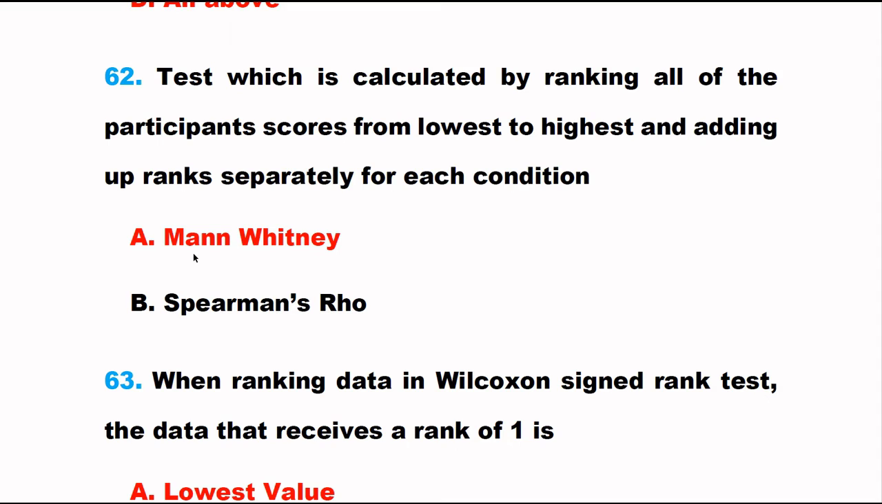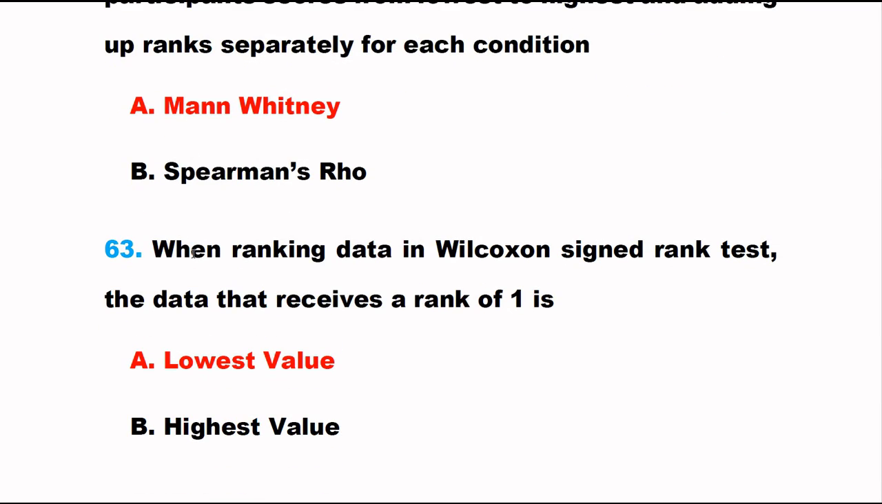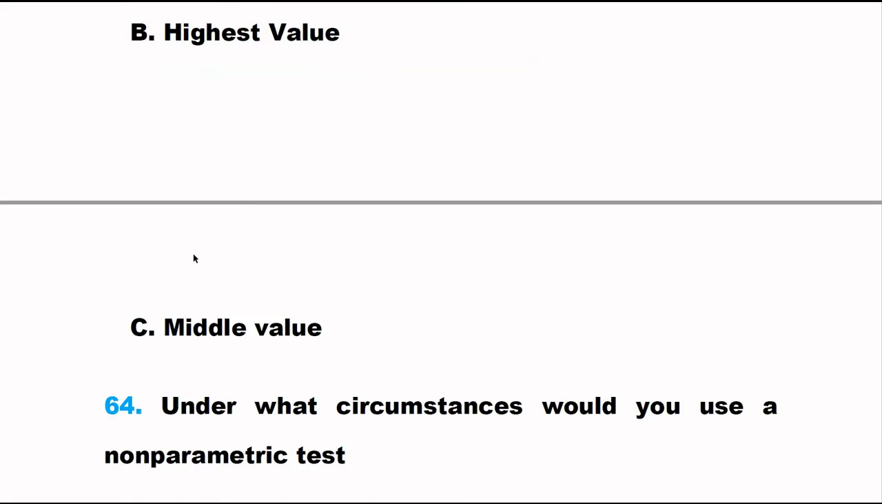First of all, if we have two groups A and B, we arrange the observations of both groups in ascending order, and then we assign ranks to the observations, and after assigning ranks we separately add the ranks of each group, the observations of group A and group B. So this whole procedure is done in the Mann-Whitney U test. When ranking data in the Wilcoxon signed rank test, the data that receives a rank of 1 is the lowest value.